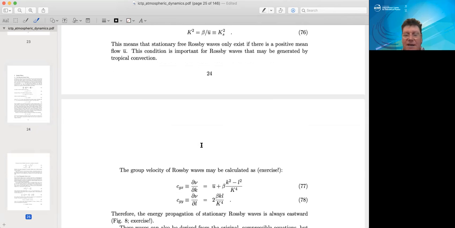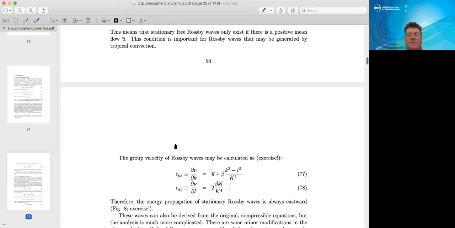The energy propagation, as you well know from your wave physics course, can be estimated by calculating the derivative of our frequency with respect to k, the wave number in x direction, and the derivative of the frequency with respect to the wave number in y direction. This gives us the energy propagation in our waves. Remember, do you remember this from wave physics?